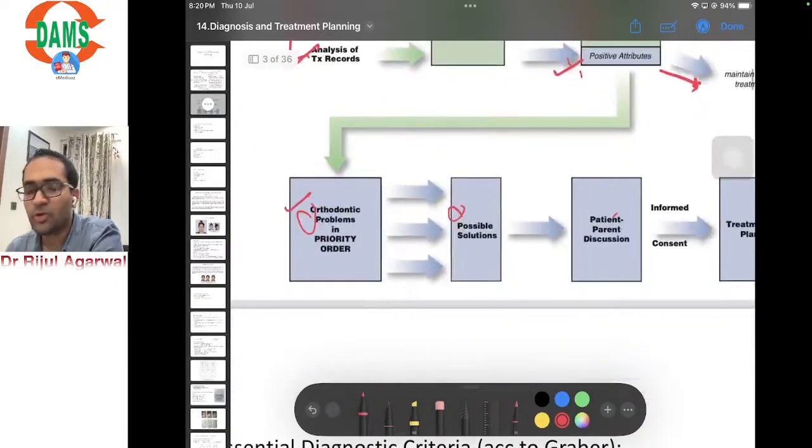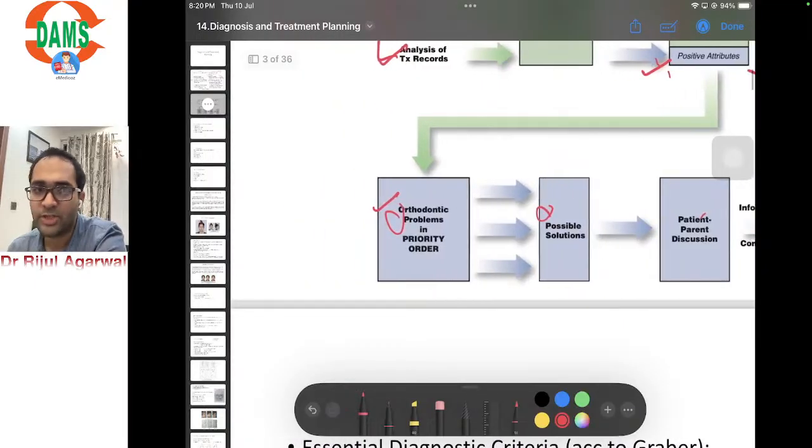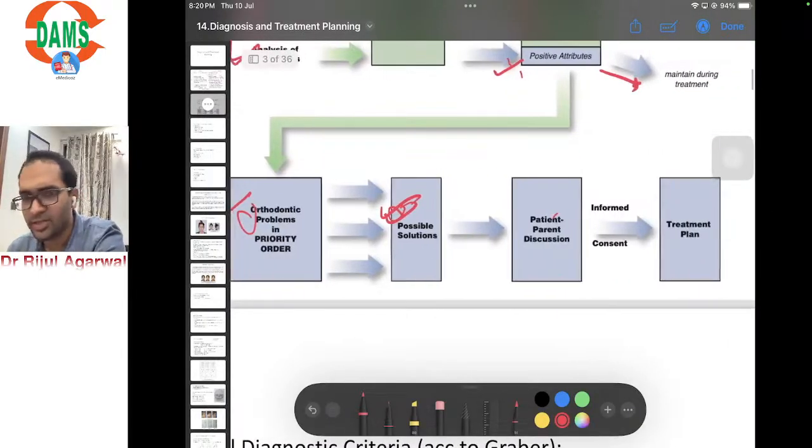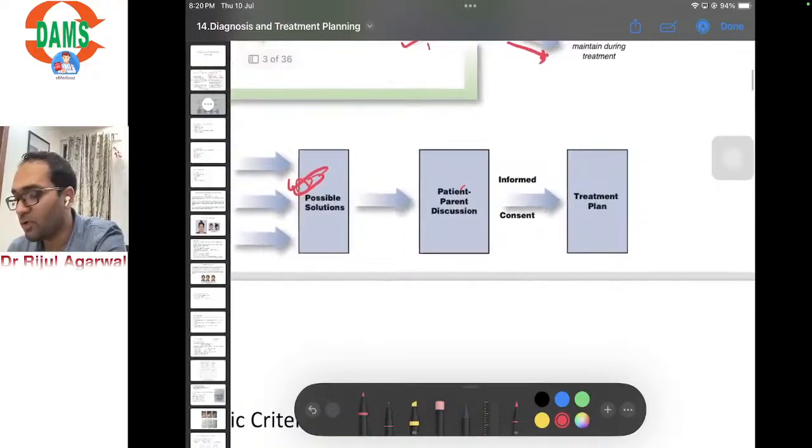Okay, next the problems are listed, the orthodontic problems. If any one of you pursues your post graduation in orthodontics, you have to list for every case your orthodontic problems in a priority order and get possible solutions. Then discuss it with the patient. If it's an adult patient, or if it's a child, a parent discussion, get consent and formulate a treatment.